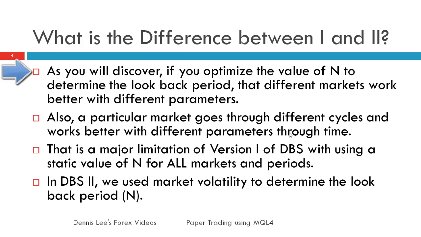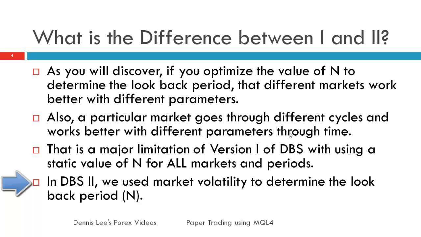As you will discover, if you optimize the value of N to determine the look back period, different markets work better with different parameters. Also, a particular market goes through different cycles and works better with different parameters through time. So that is a major limitation of version 1 of the DBS strategy, with using a static value of N for all markets and periods.